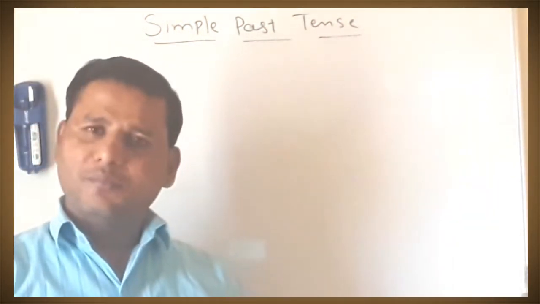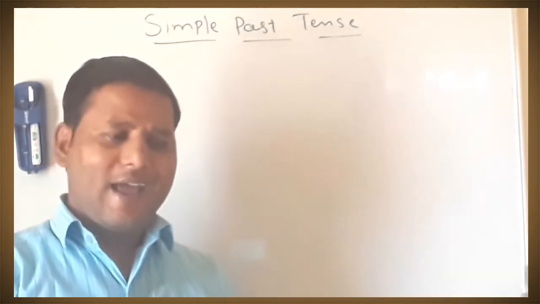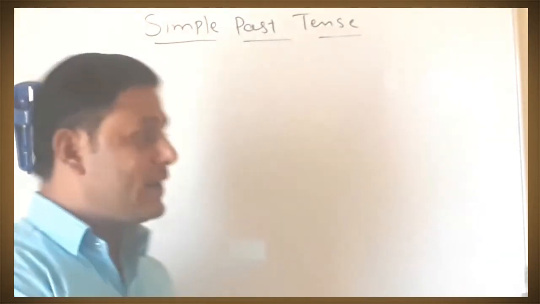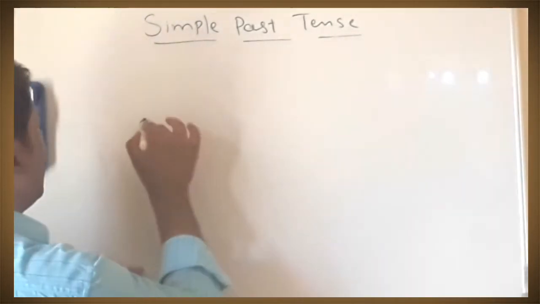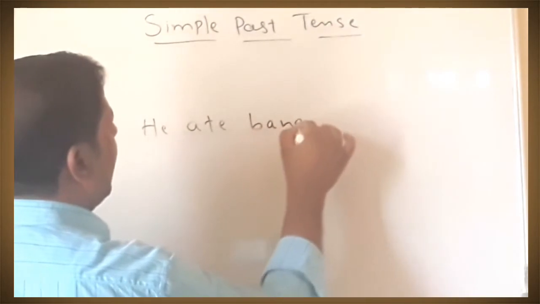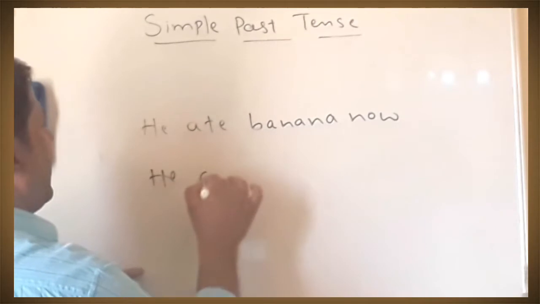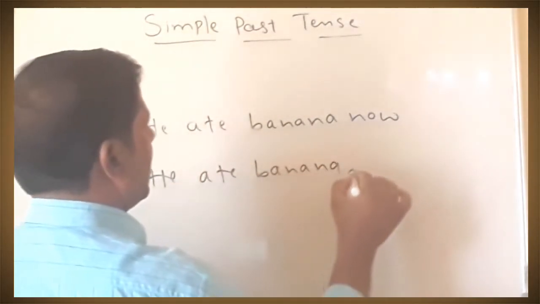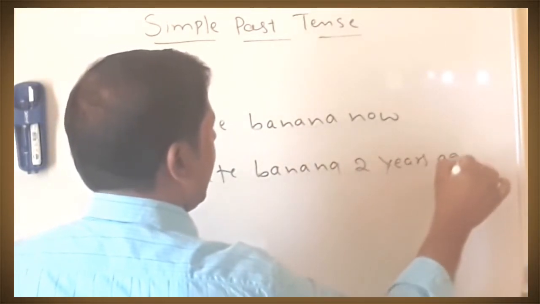What does simple past tense mean? Simple past tense means an action which was completed in the present or in the past. I will give you an example. He ate a banana now. He ate a banana 2 years ago.